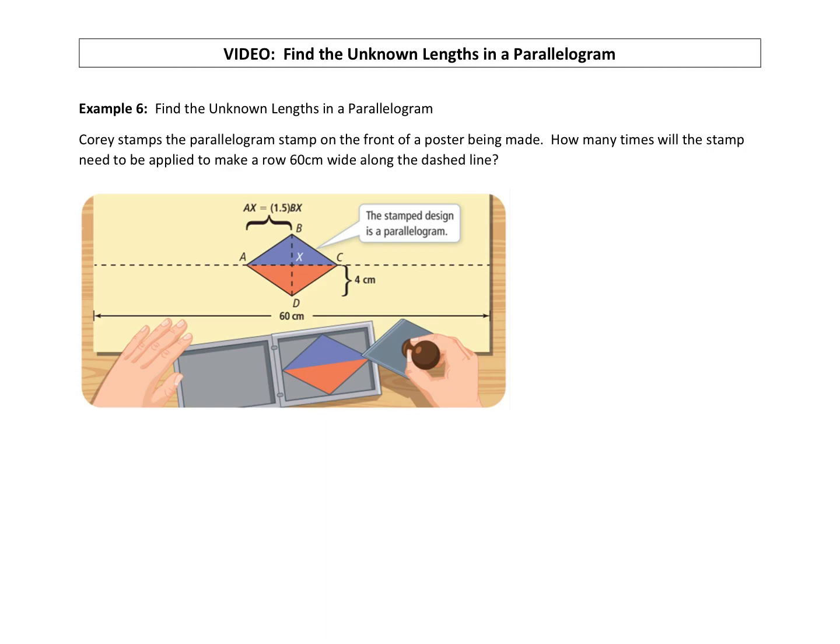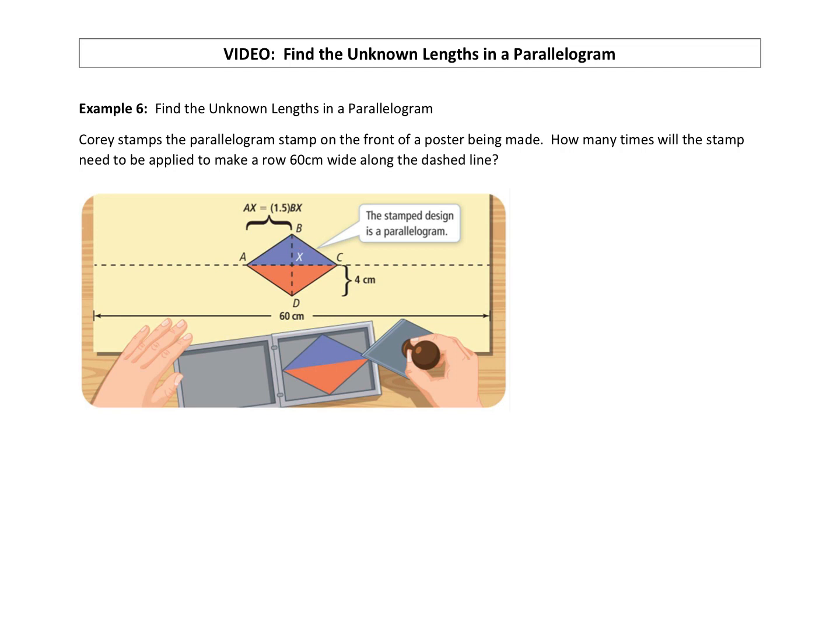All right, last video. We know some things. Let's see how we can apply it in this real life situation. We've got Corey. Corey has a stamp in the shape of a parallelogram. So what Corey is doing is Corey stamps the parallelogram stamp on the front of a poster that he's making. So here's the parallelogram stamp. Here he is stamping it.